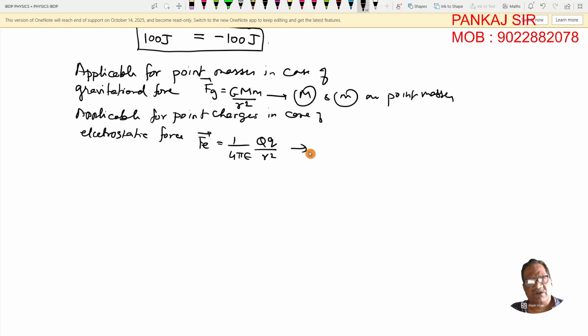Here your charges, that is q and small q, are point charges. Now what I mean by point masses or point charges is that these masses or charges which we are talking about have to be in the form of a small point. Or if you enlarge this, it can be in the form of a small sphere also. So either you call it a point or a sphere, it is considered as a point mass. In other language, what I mean by point mass is whenever the distance between two objects is very large.